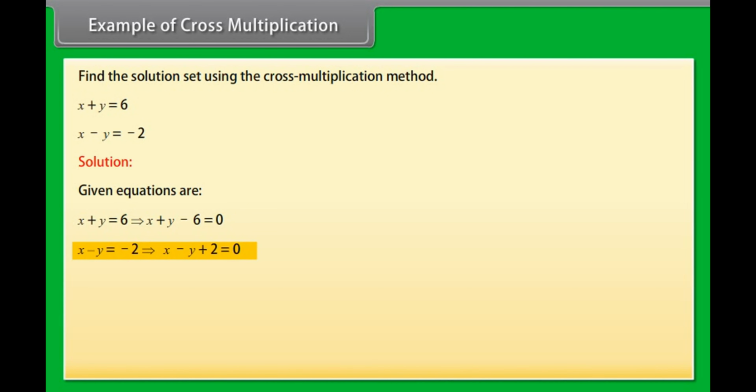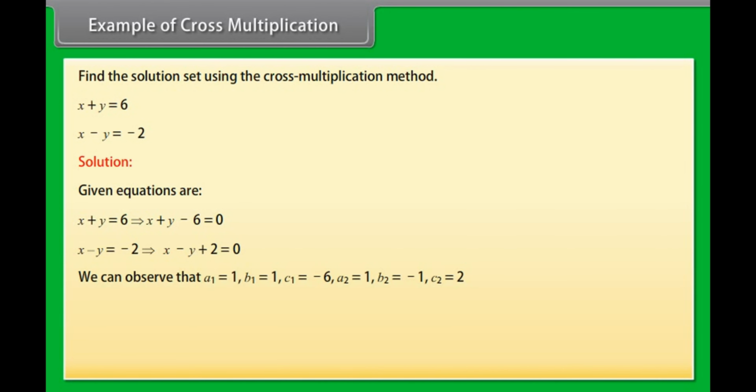x minus y is equal to minus 2. It implies x minus y plus 2 is equal to 0. We can observe that a1 is equal to 1, b1 is equal to 1, c1 is equal to minus 6, a2 is equal to 1, b2 is equal to minus 1, c2 is equal to 2. The solution x, y is given by x is equal to b1c2 minus b2c1 upon a1b2 minus a2b1.